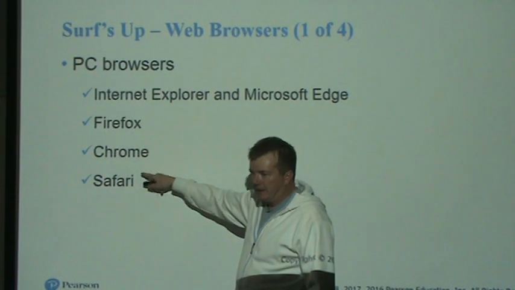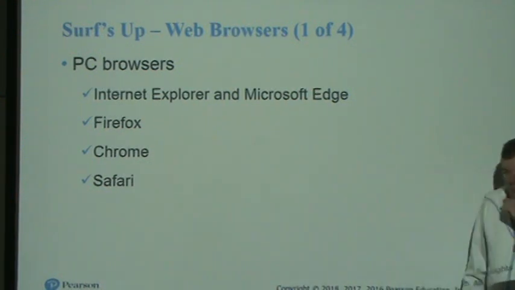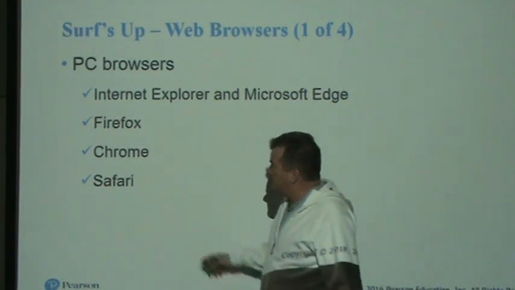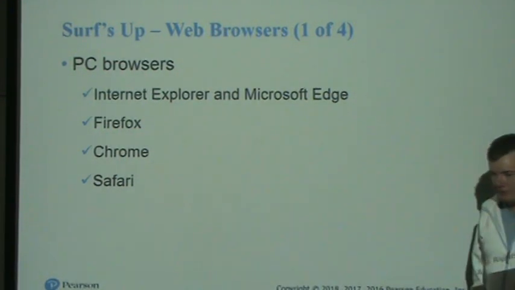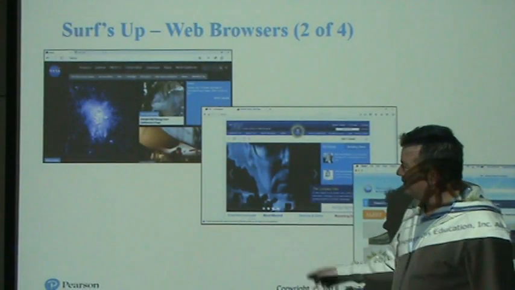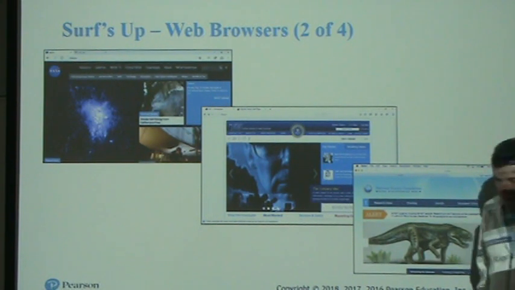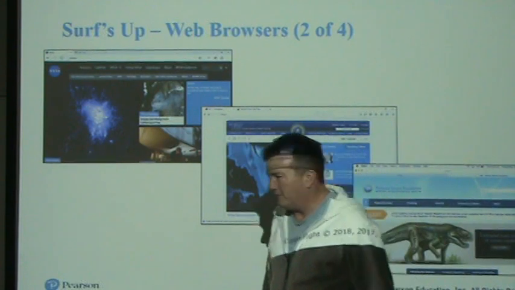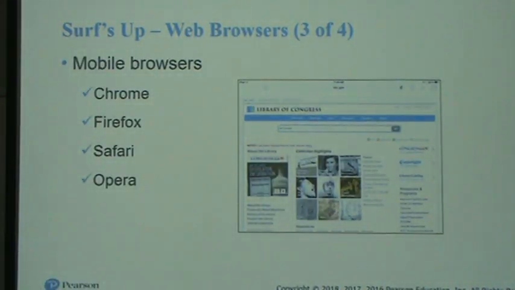Safari is made by Apple. Chrome is made by Google. They all basically do the same thing. They connect you to the internet. Some of them have different features. Some of you may like one over the other. That's fine. So here's different images of the different types of browsers. They all get you to the internet, but you may have your favorite flavor that you like to use.